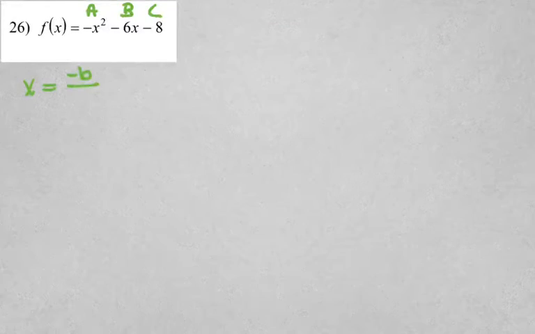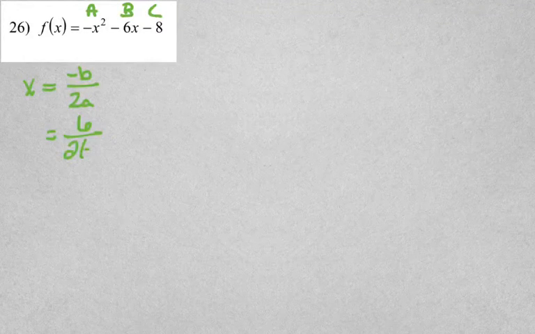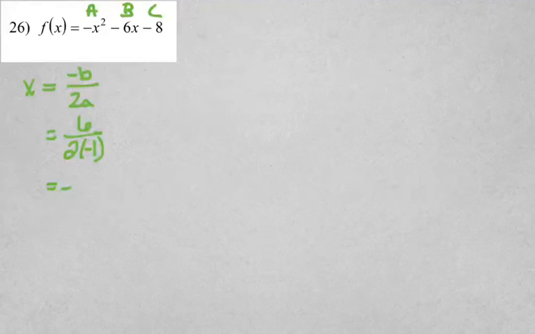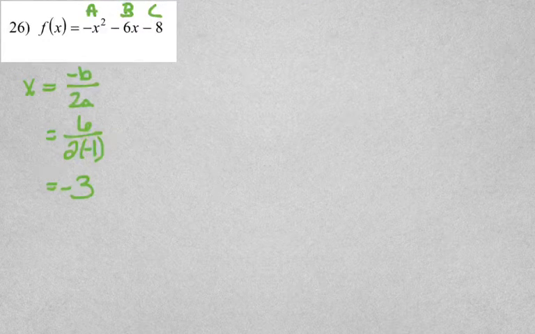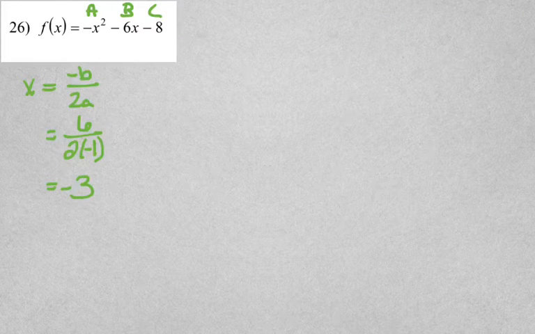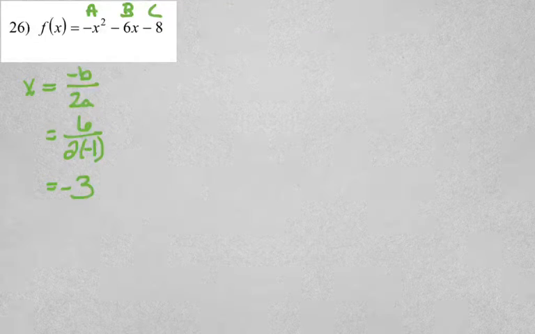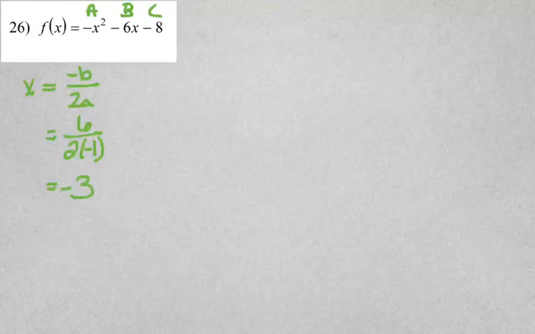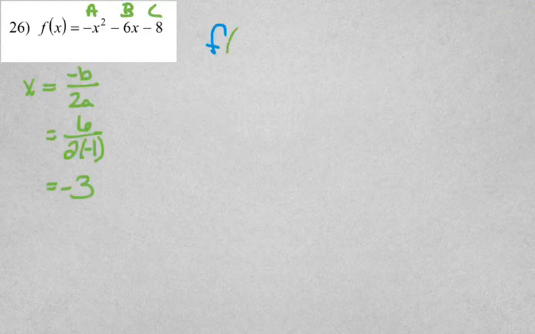This next one, a, b, c. So again, our x value is found by doing opposite b divided by 2a. So the opposite of a negative 6 is a positive 6 over 2 times negative 1, which gives me a negative 3 when I divide that. Then we're going to evaluate that back into the function. And so f of negative 3.